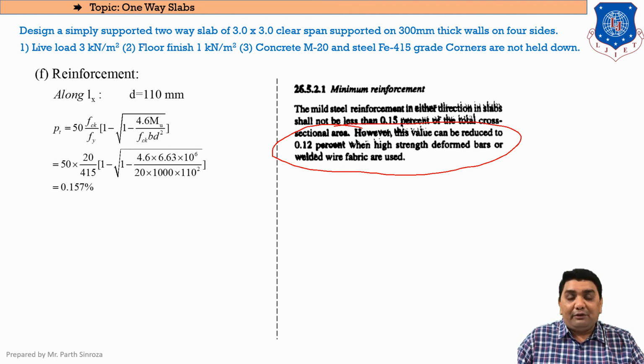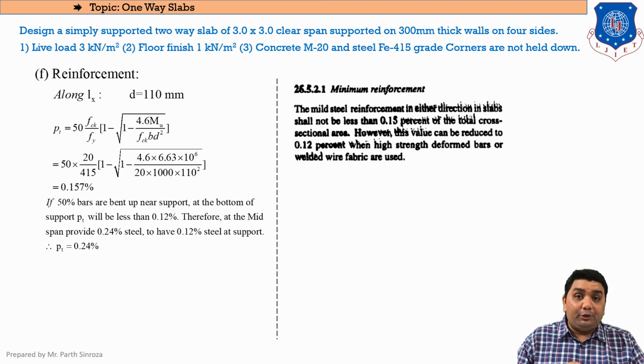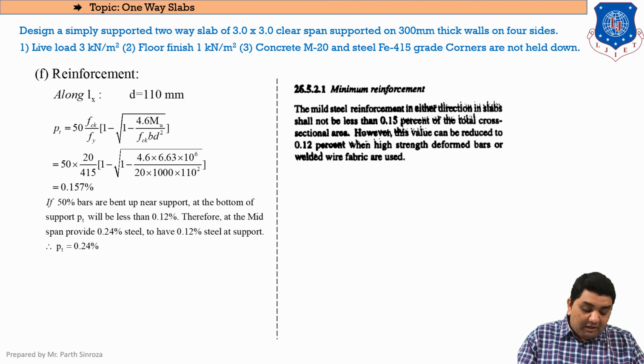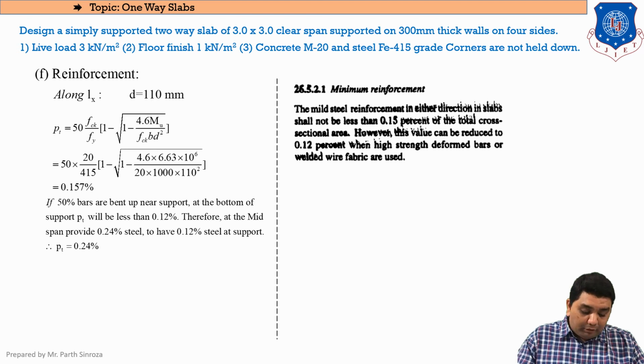For mild steel it was 0.15%, and for our HYSD it was 0.12%. Now we all know that for providing bent up bars, we are considering 50% of the bars present in midspan at supports. Clear? So this statement is very important, and you need to understand this statement to solve the further numerical. It is mentioned if 50% bars are bent up near support, we always need to bend up 50% at support. At the bottom of support, PT will be less than 12.